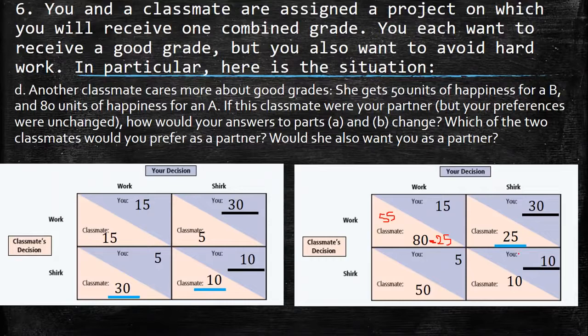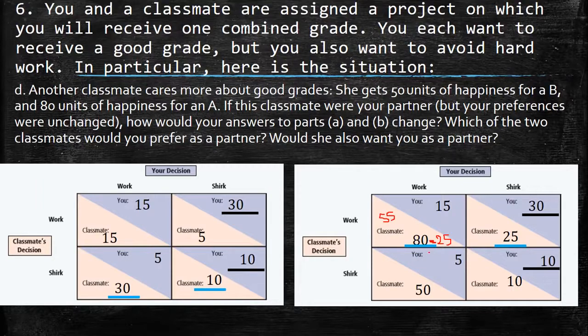So automatically we realized that it changed from this one because she really cares about grades, and she doesn't care too much if the other doesn't put any effort. She will prefer work because the output should be 25, higher than 10. Then this 180, which is actually 55, is going to be higher than 50. So then this should be the decision.